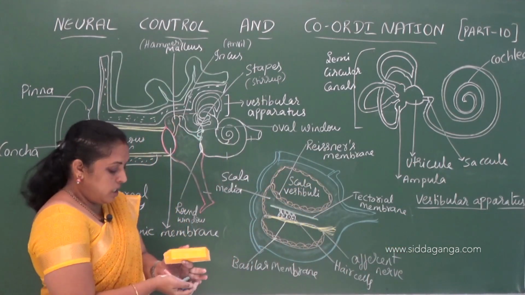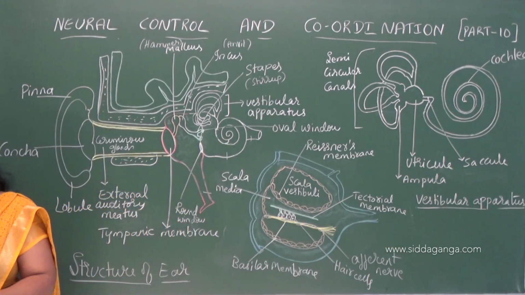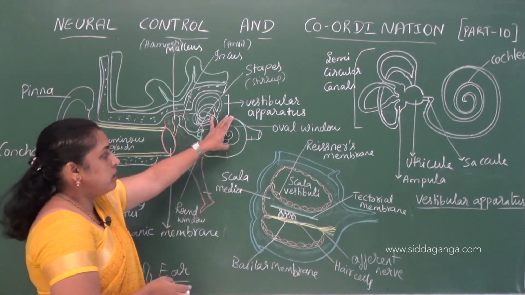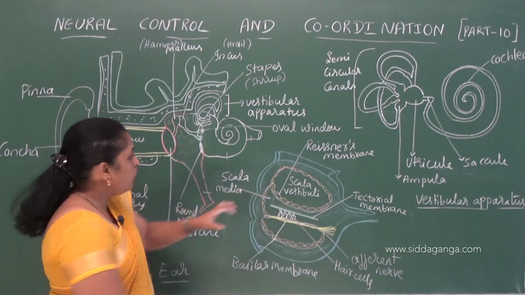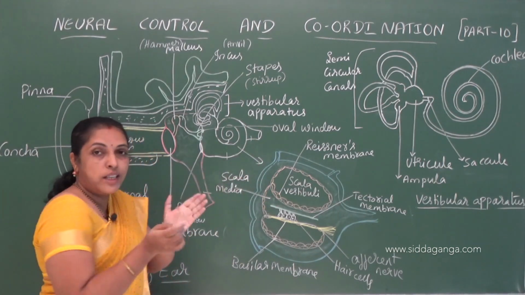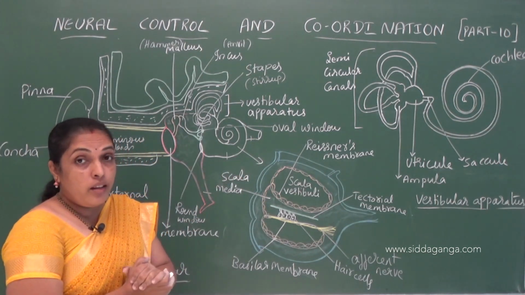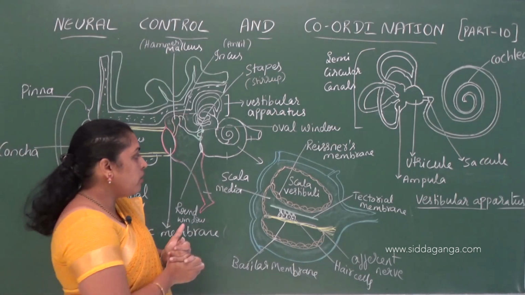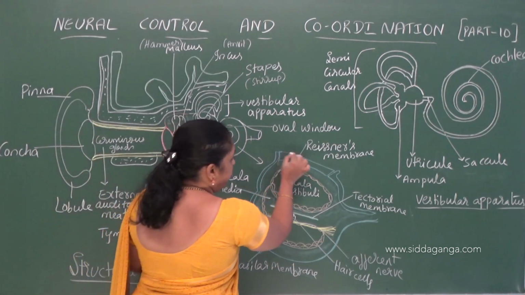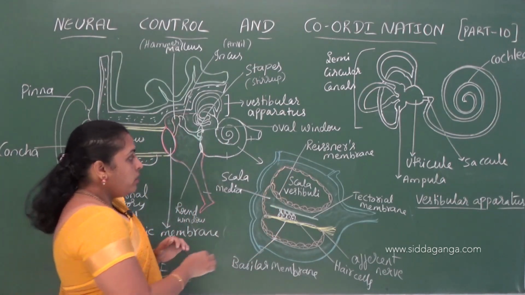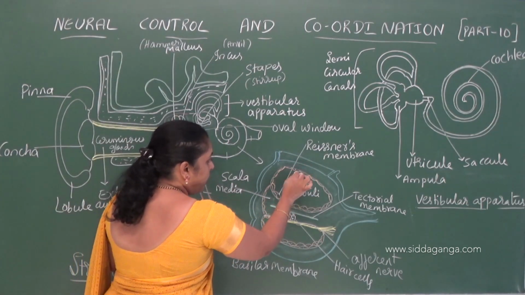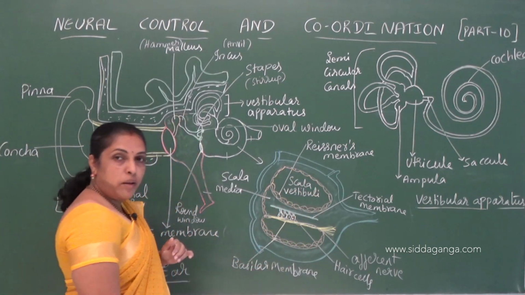See, this part, the circular part, is the cochlear part. It consists of the bony labyrinth and the membranous labyrinth. The blue and grey colored part is the bony labyrinth. Inside the bony labyrinth we see the membranous labyrinth.